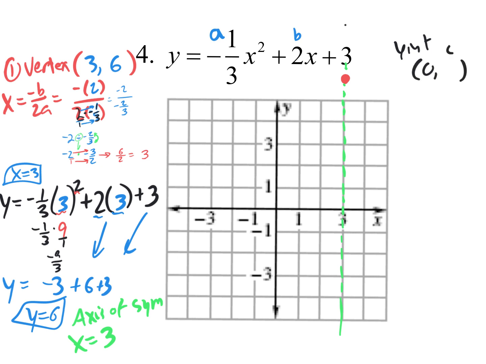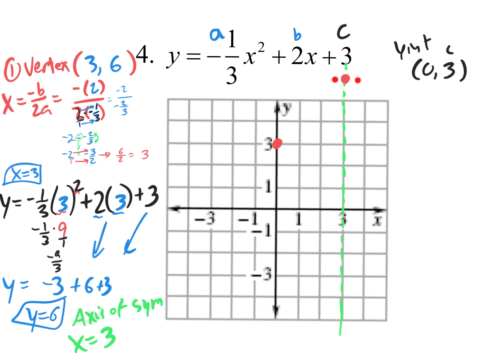And what is the c value? The c value is 3. So if I go to that point, (0, 3), 0 on the x, 3 on the y, you end up with that point right there. That's your y-intercept. If you were taking a multiple choice test, you would already know which one is the correct parabola, because you would know the vertex and you know that it has to pass through there.